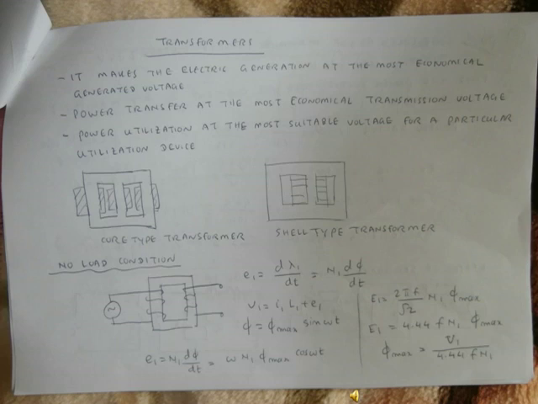E1 equals 2 pi f by root 2 N1 phi maxima. N1 is the number of turns, f is the frequency, phi maxima is the maximum flux. E1 equals 4.44 f N1 phi maxima. E1 is the primary voltage, f is the frequency, N1 is the number of turns, phi maxima is the maximum flux. So phi maxima equals V1 divided by 4.44 f N1. Those are the equations for the transformer under the no load condition.